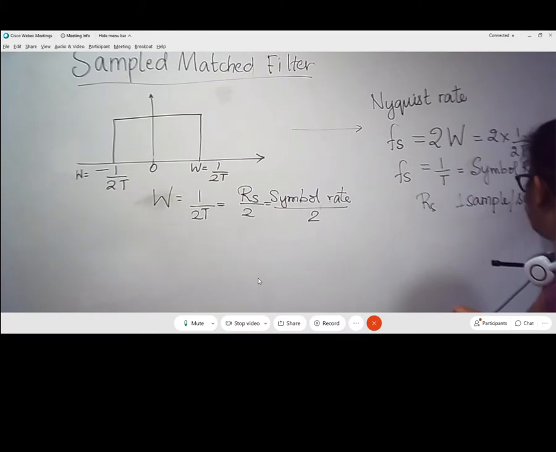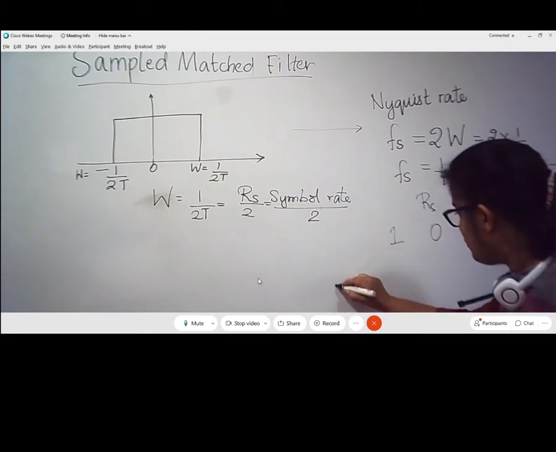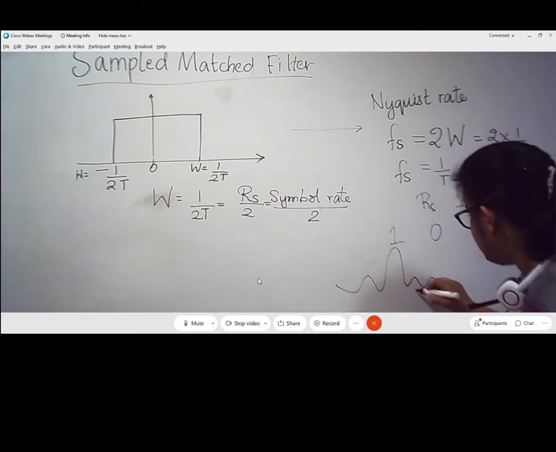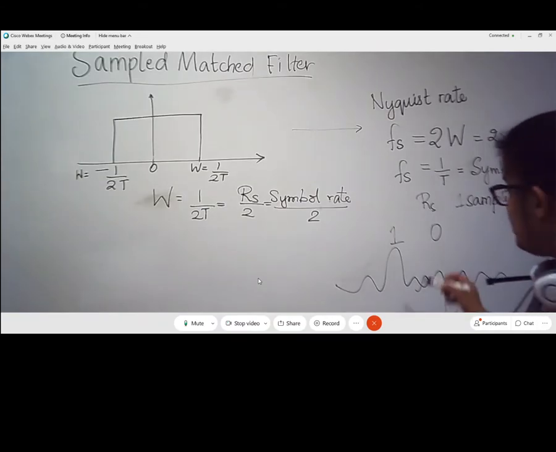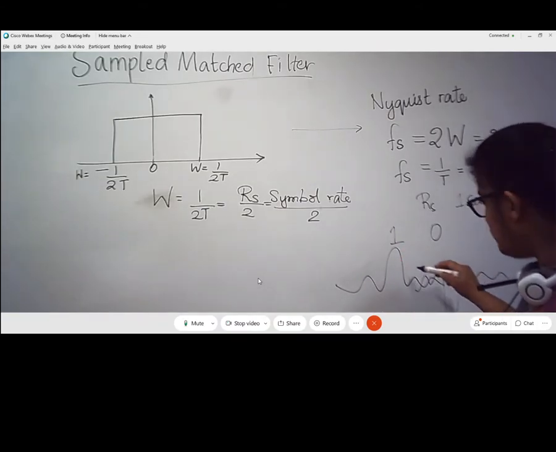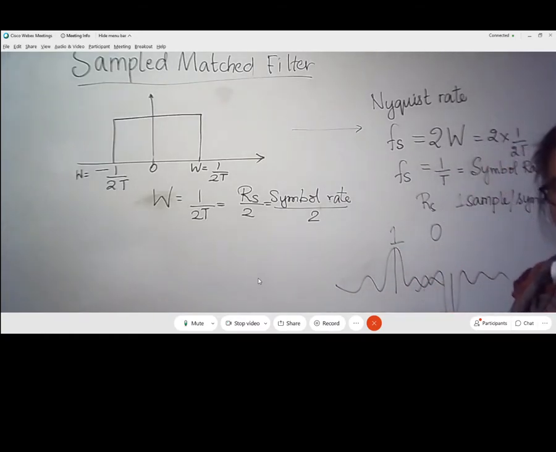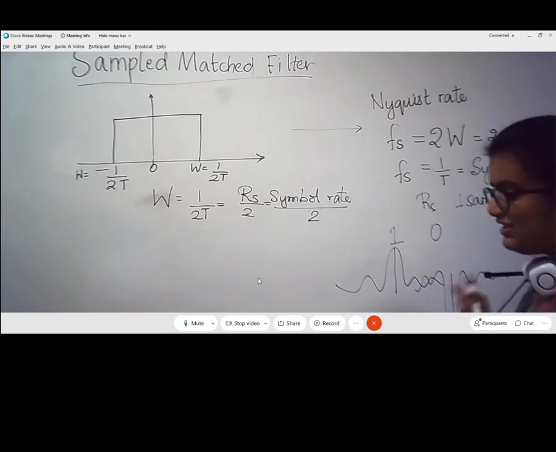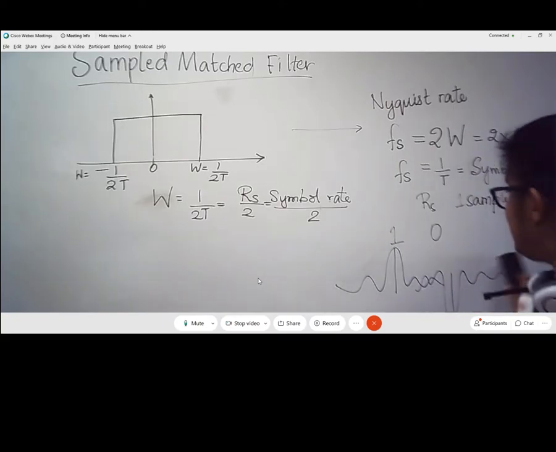In order to detect a bit 1 or a bit 0, let's suppose I'm going to transmit it like this as a sync pulse. Assume that 0 is recognized with a negative amplitude. In order to detect whether this is 1 or a 0, I need to have at least one sample per symbol. So only then I will be able to detect whether the transmitted bit is either 1 or a 0. This is clear?